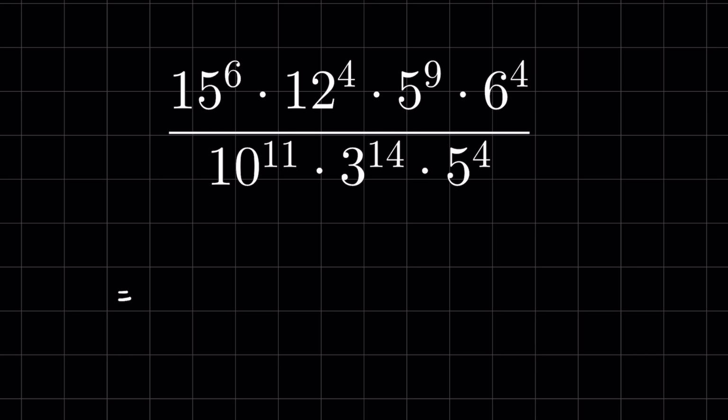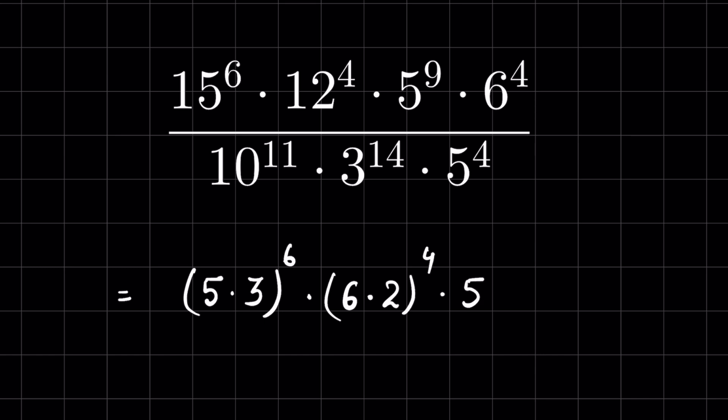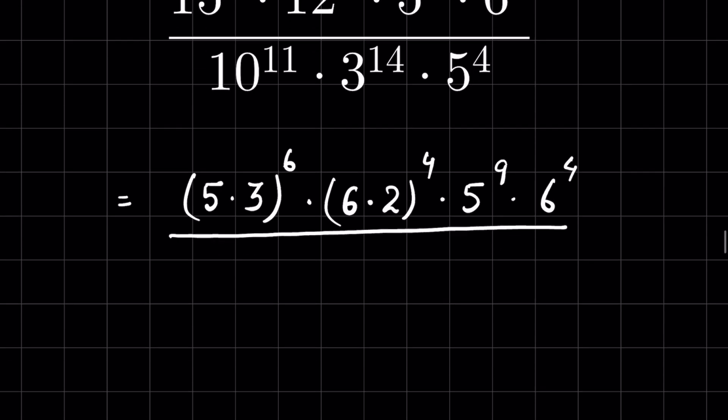So 15 we can write as 5 times 3, then whole raised to the power 6, then times 12 is 6 times 2 whole to the power 4, then times 5 to the power 9 times 6 to the power 4 upon 10, we can write it as 5 times 2 whole to the power 11, then times 3 to the power 14, then times 5 to the power 4.